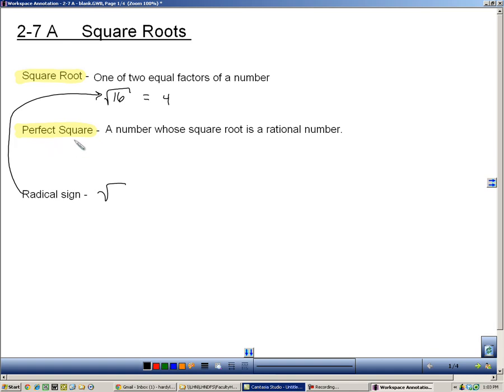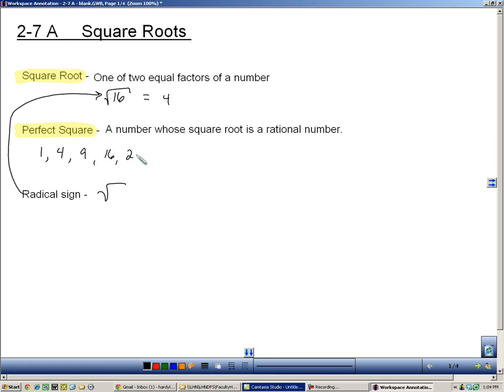Now, what's interesting is there are these numbers called perfect squares, and those are numbers whose square root is rational, which means it doesn't have decimals, doesn't have any fractions. These are a very special list of numbers, and I'd like you to make sure you have them written down. The number 1 is a perfect square. Why? Because 1 times 1 equals 1. Well, what does 2 times 2 equal? The answer is 4. So 4 is considered a perfect square because it can be created by multiplying a number times itself. Well, how about 3 times 3? 9 is a perfect square.